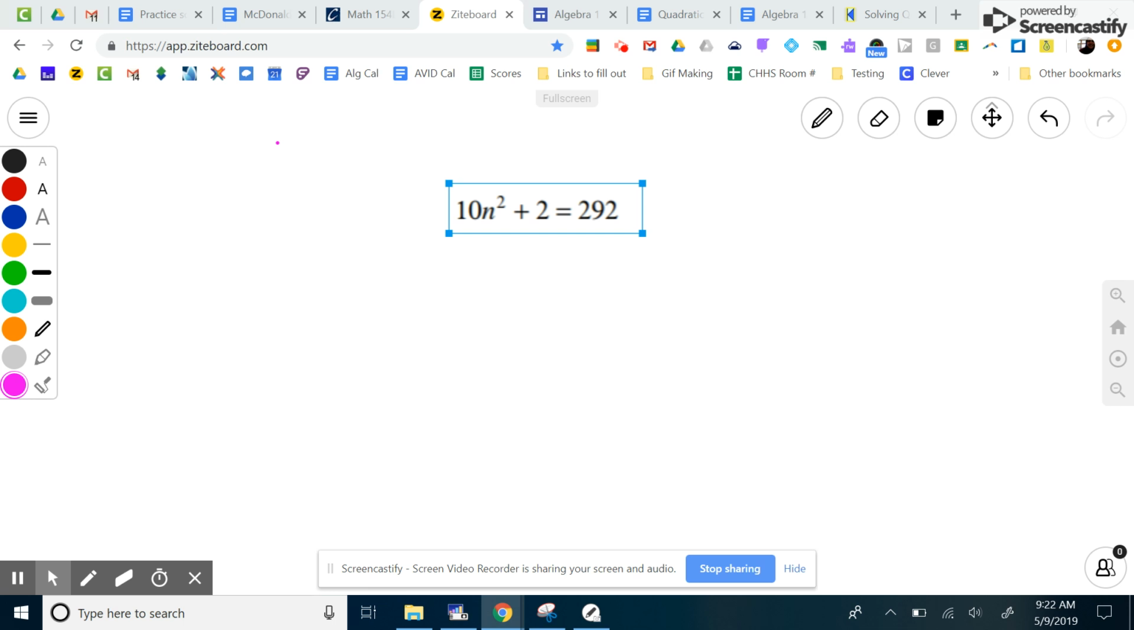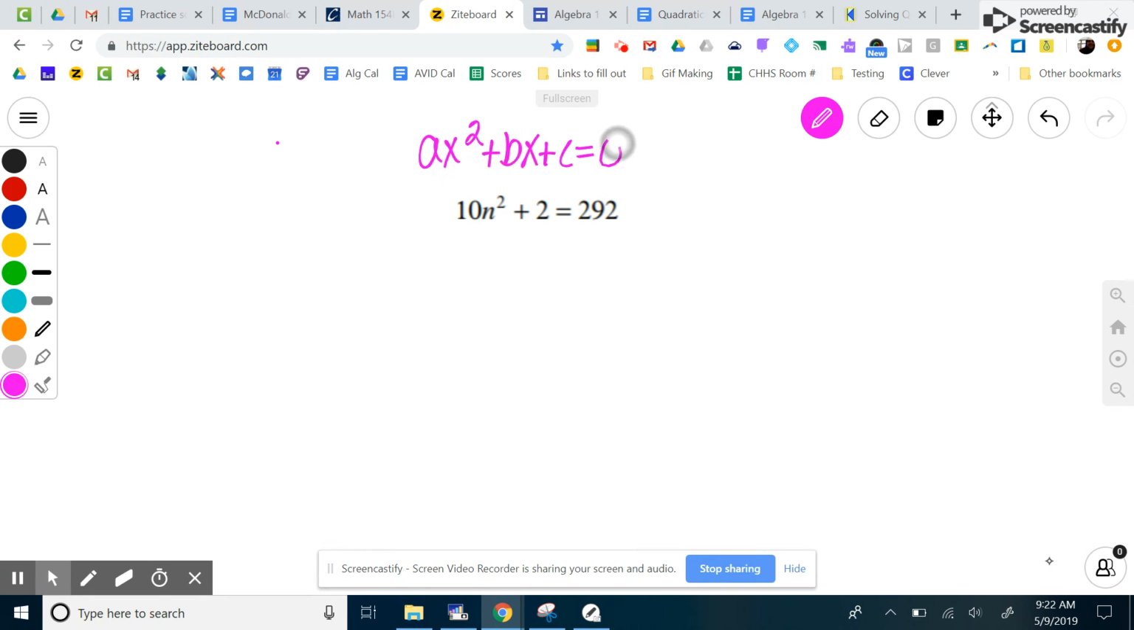So 10n squared plus 2 equals 292. Personally, I would notice that this has no n term, and I would solve using square roots, but maybe you didn't notice that. Maybe you tried to do the quadratic formula. If you did the quadratic formula, our first step is to put it in standard form.